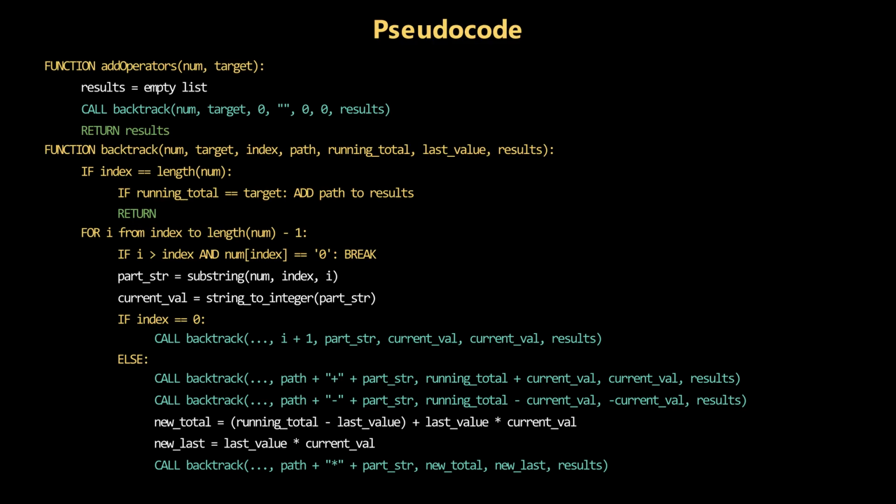Here is the full pseudocode. Add operators starts backtracking from index 0 with an empty path and 0 totals. Backtrack tries every valid substring from the current index, breaks on leading zeros, anchors the first operand without an operator, then branches on plus, minus, and multiply. Multiplication uses running total minus last value plus last value times current value.